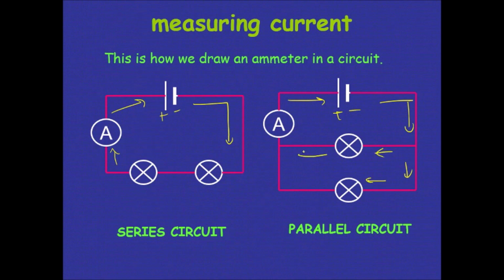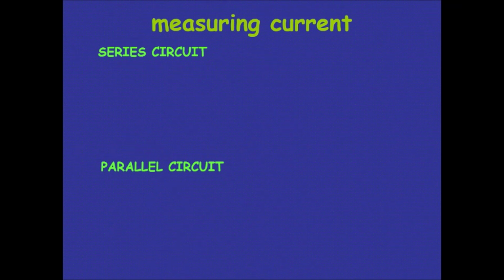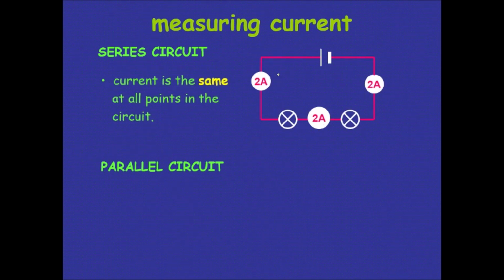All right, you might want to draw this in your book so you know. Now, when you measure current in a series circuit, they're always the same. So we're still using, think of what we were talking about before, the ammeter. So I've just written 2 amps here, 2 amps here, 2 amps here. So it's saying that even if you put an ammeter here, here, or here, it's exactly the same. So I know that this series circuit has a current of 2 amps.